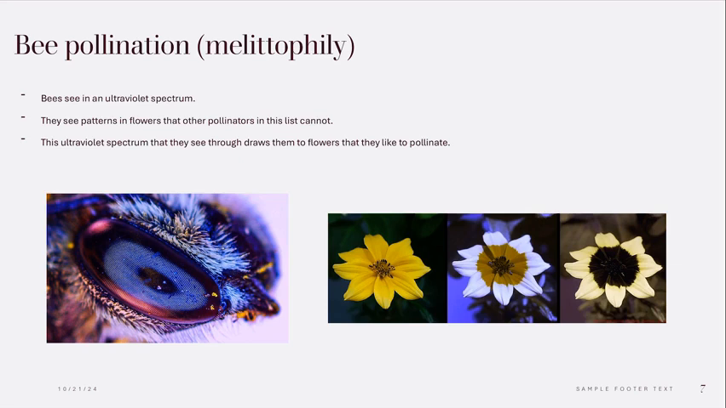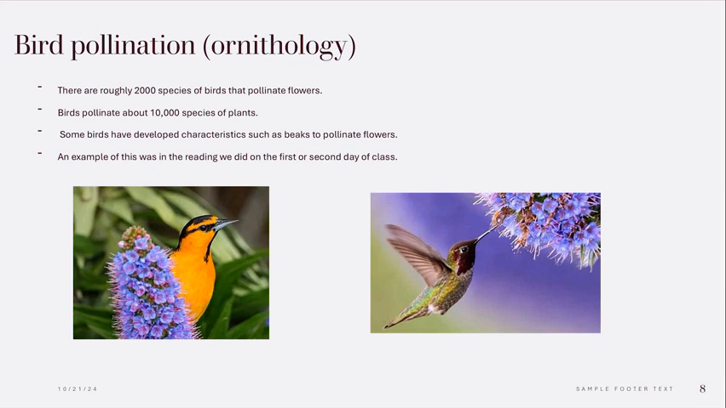Then I did bird pollination. There are 2,000 species of birds that pollinate flowers, and those 2,000 species pollinate about 10,000 species of plants and flowers. Some birds, like hummingbirds, have developed specialized beaks to pollinate flowers. An example of this was the reading about hummingbird and bee pollination we did the first day of class.